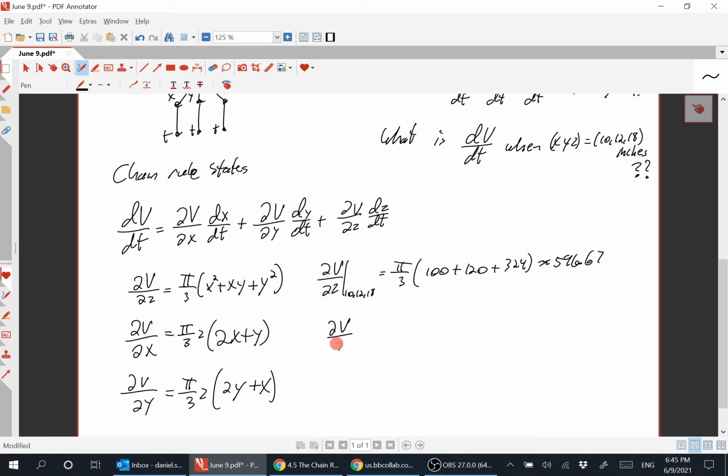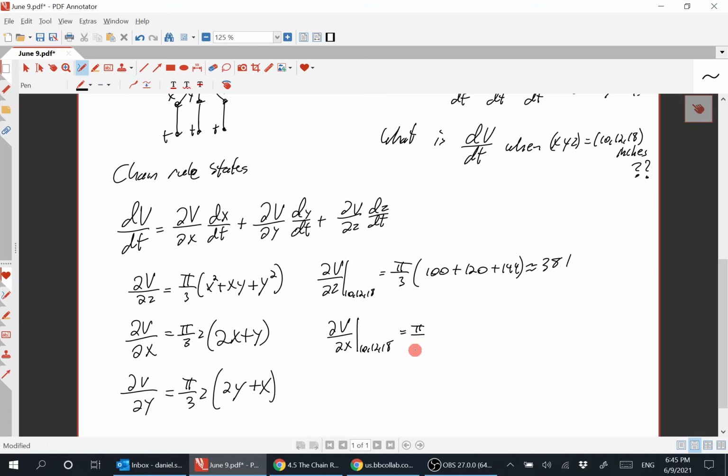And then dV/dx at 10, 12, 18 is pi over 3 times, oh, what did I do? 10, 12, I put an 18 there. No, this is 144. So that's 364 divided by 3 times 3.14. So 380. I'll just round off to the nearest whole number.